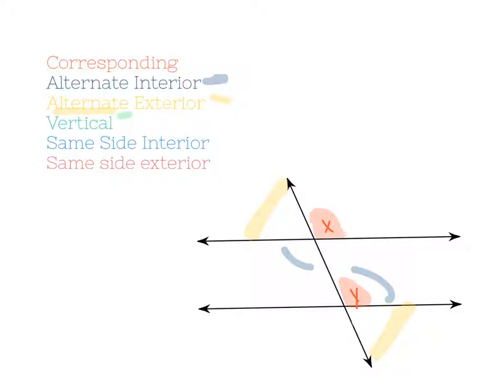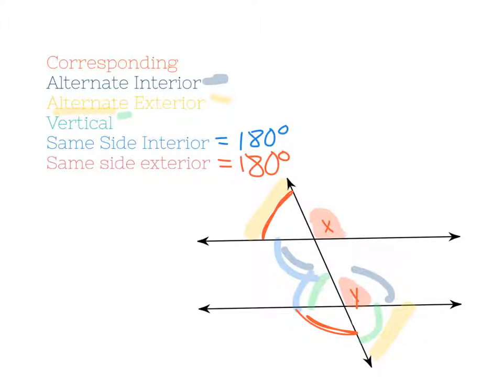Vertical angles you might recognize from 7th grade. That would be like these two, because they are diagonally across from each other. Same side interior, that would be something like this angle and this angle, because they're on the same side of the transversal and on the interior. And it's important to know that they add up to 180 degrees. And then we also have same side exterior, which would be like this one and this one. And they also equal 180 degrees.